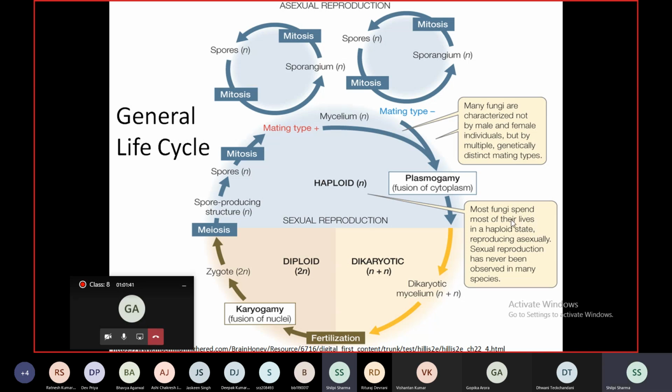Most fungi spend their lives in haploid state reproducing asexually. ठीक है? And like I said, sexual reproduction is only when there is adverse conditions. अगर ये clear है तो हम representative organisms पे जाने वाले हैं, and we'll talk of one filamentous organism, one single-celled organism. ठीक है, I don't see any hands being raised.